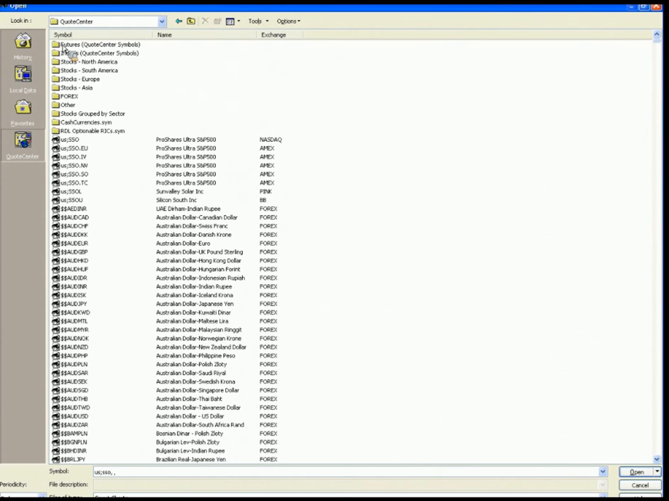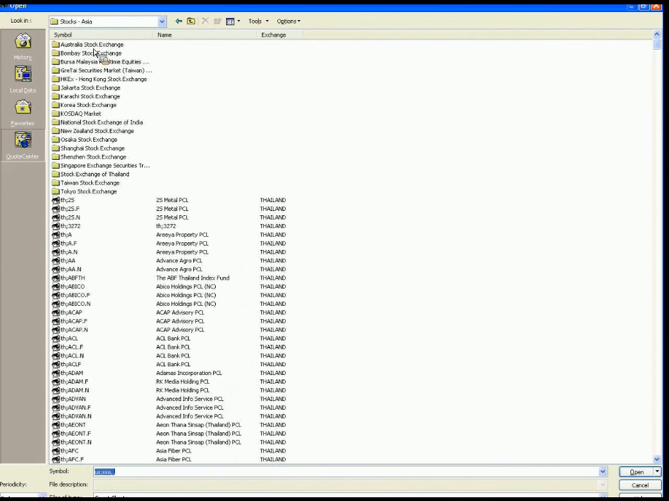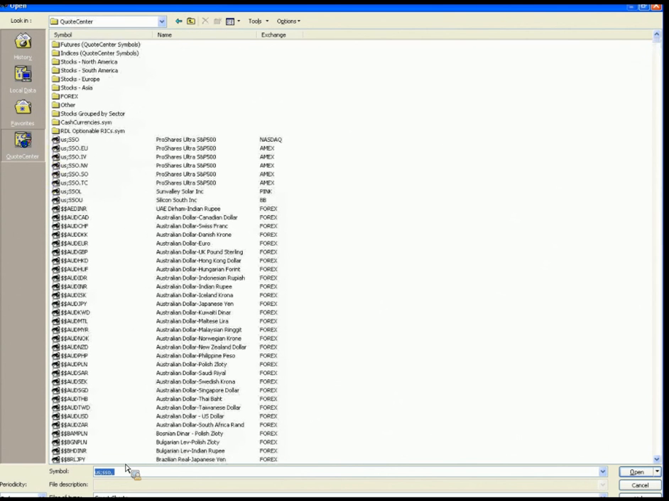Now you'll notice that if you don't know what the symbols are, I'll point this out. You've got directories up here. So for example, if you wanted to find a stock in Asia, you could click on Asia. That would give you the Australian Stock Exchange or the Tokyo. I know we have a person from Singapore in here. Here you go, Alan. You could go into the Singapore Exchange, whatever exchange you want, and then you'll be able to see them listed either by name or by symbol.